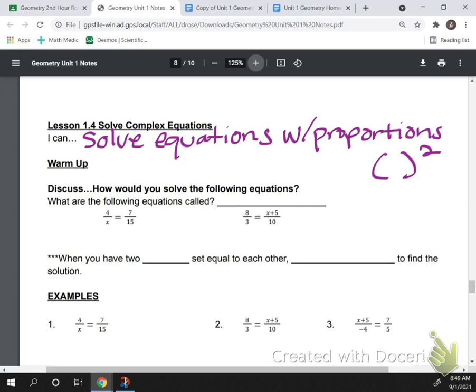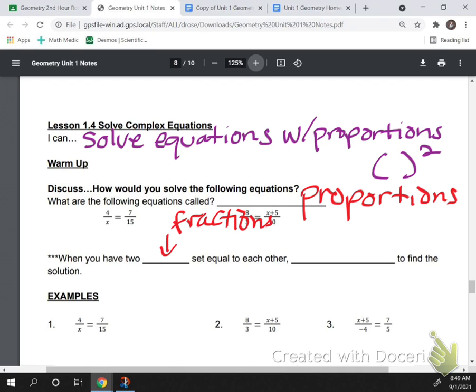Don't overthink it. What are the following equations called? Listen, we're writing. They're called proportions. When you have two fractions set equal to each other, you cross multiply. That's what you're writing in the blanks there. When you have two fractions set equal to each other, you cross multiply to find the solution.